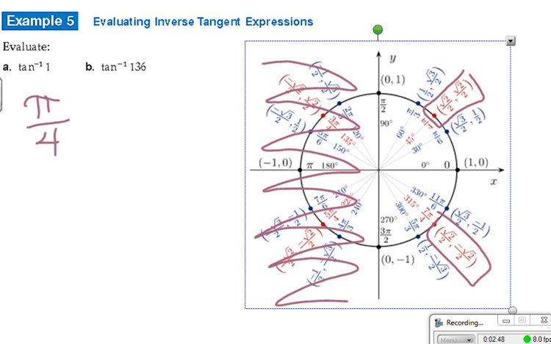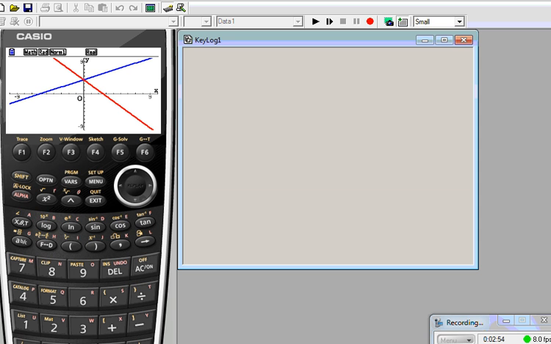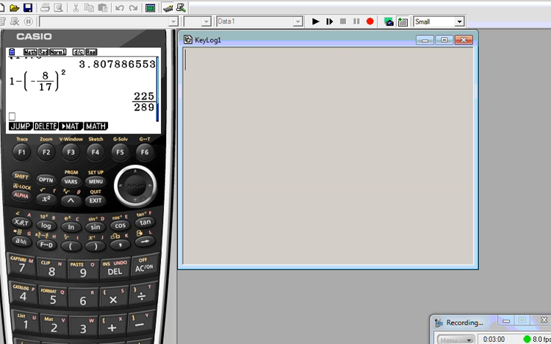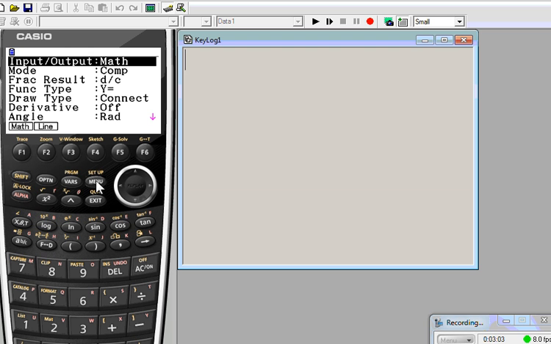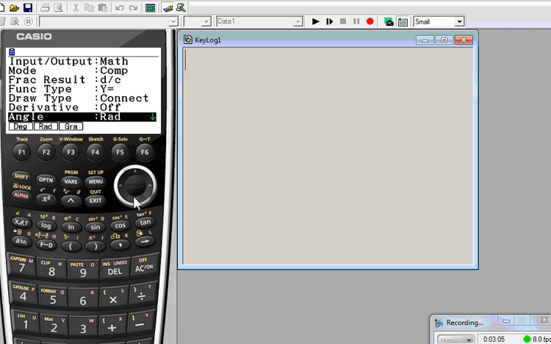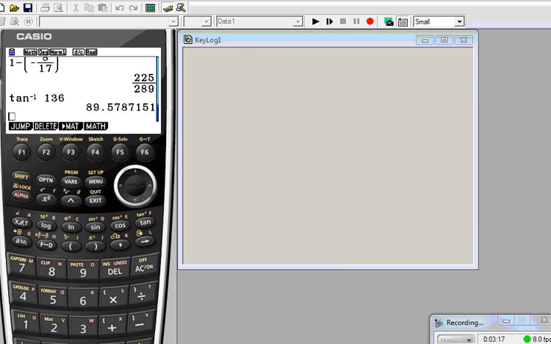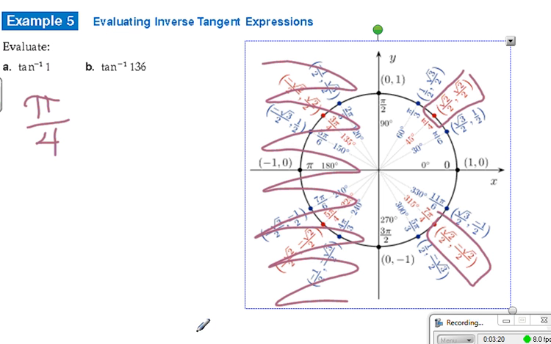Okay? And the next one, we've got the inverse of tangent of 136. That's when we find our beautiful calculator. We go into our basic mode. I'm in radians, so I need to go ahead and change that to degrees. All right, and here I'm just going to hit shift tangent, and then I'm going to do 136 and get my answer. So it's going to be 89.58 degrees. Okay, so that's a basic arctangent operation.